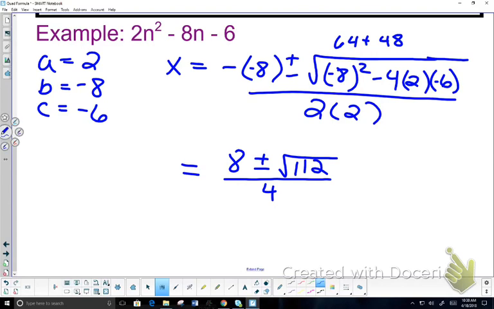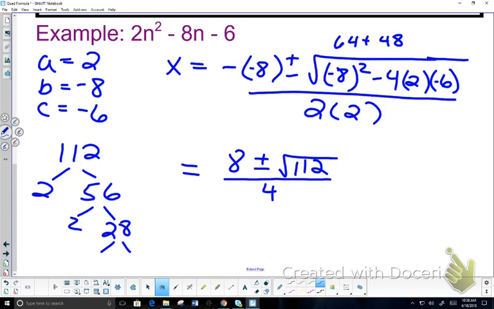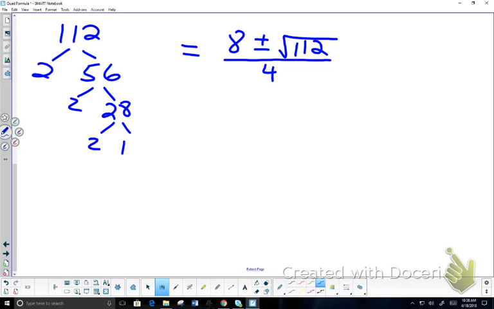The 112. So let's look at our 112. Will my radical simplify? Is it even? So I can go by 2? How many times will 2 go into 112? 56. Still even? How many times will 2 go into 56? 28. How many times will 2 go into 28? 14. How many times will 2 go into 14?